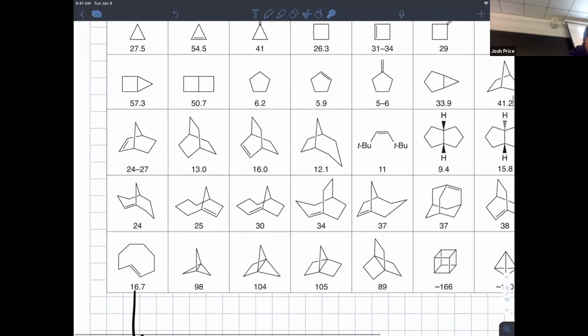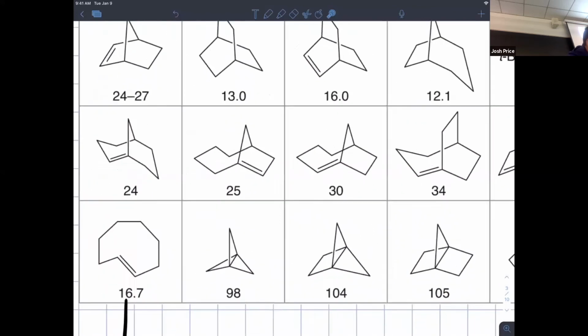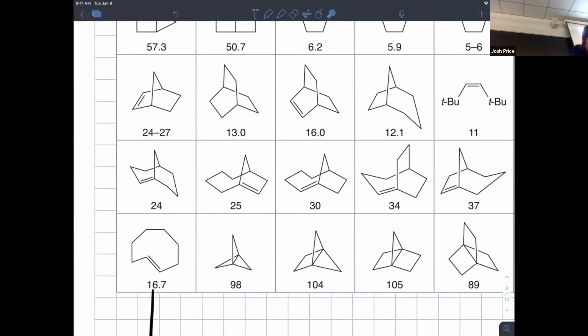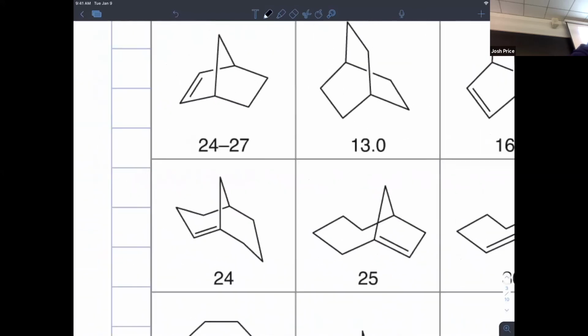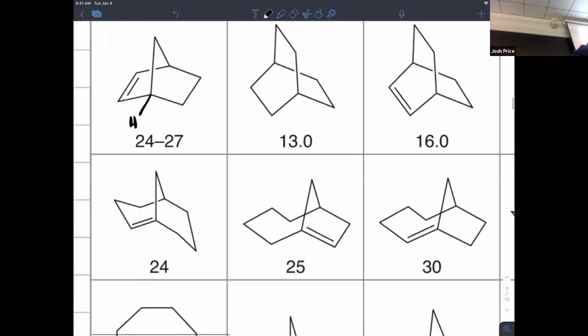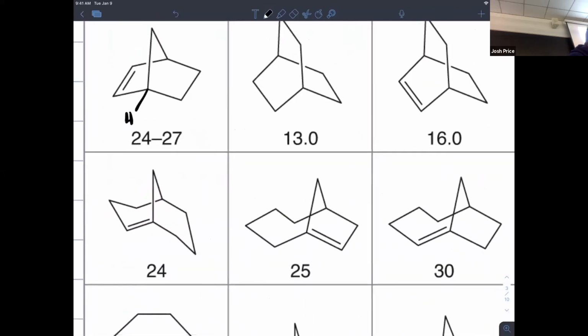One of the interesting features of these bridged ring systems is that it's really hard to have a double bond involving the bridgehead carbon. And you can see why that would be the case, because if you build a model of this molecule, it would be really difficult.